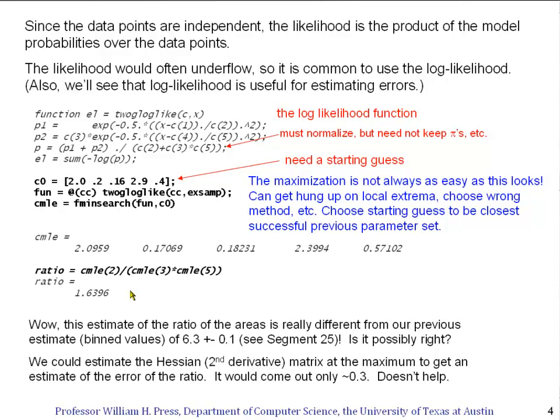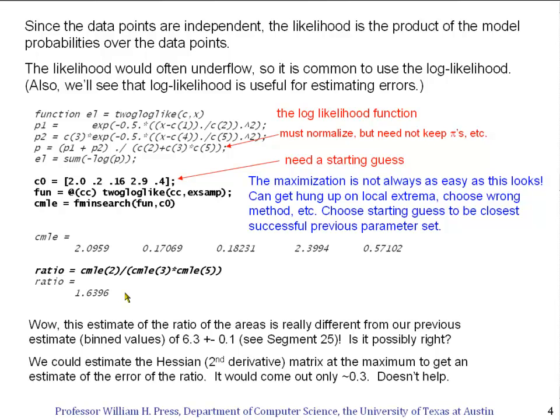Well, we don't expect that. When we did this problem before in segment 25, we got a ratio of the areas that was 6.3, and we did a whole error analysis in a couple of different ways, and we got the error on that 6.3 as being plus or minus 0.1. And that's completely inconsistent with this ratio of areas 1.6396.